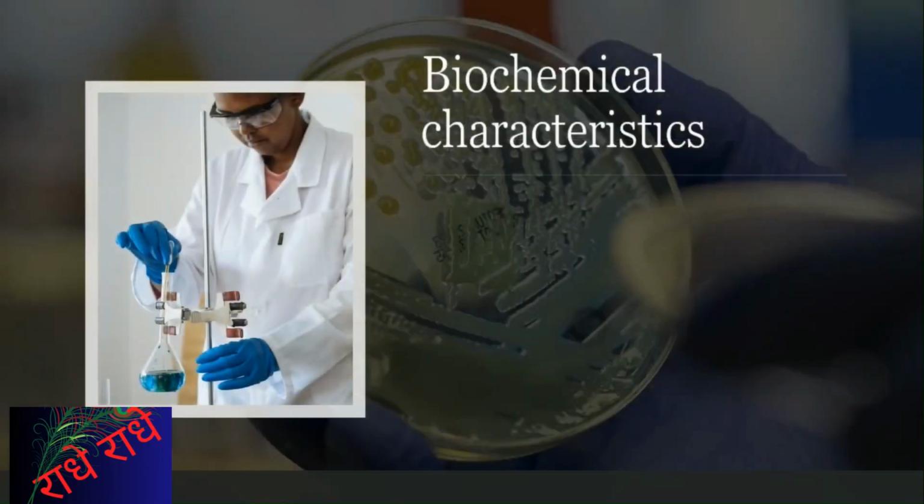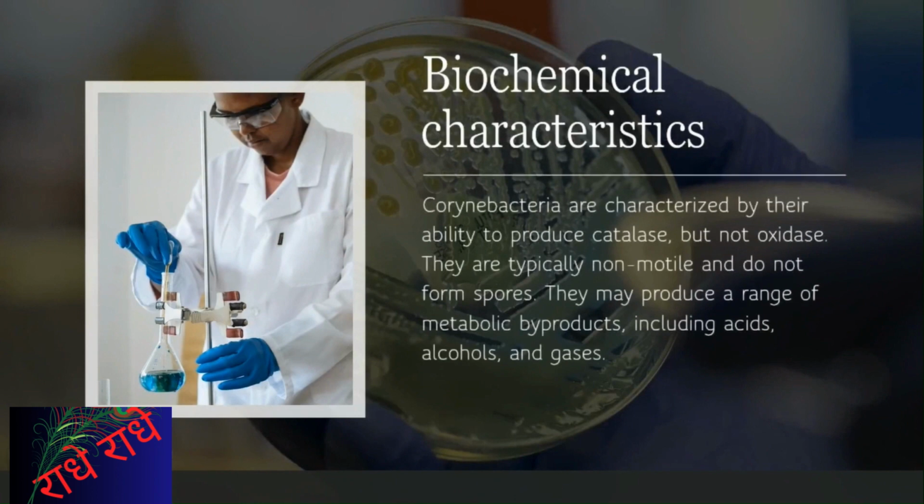Corynebacteria are found in a variety of environments, from soil to water, and possess unique biochemical characteristics. These bacteria are characterized by their production of the enzyme catalase, but unlike most bacteria, they are unable to produce the enzyme oxidase or form spores. Corynebacteria are capable of producing a variety of metabolic byproducts, including acids, alcohols, and even gases.